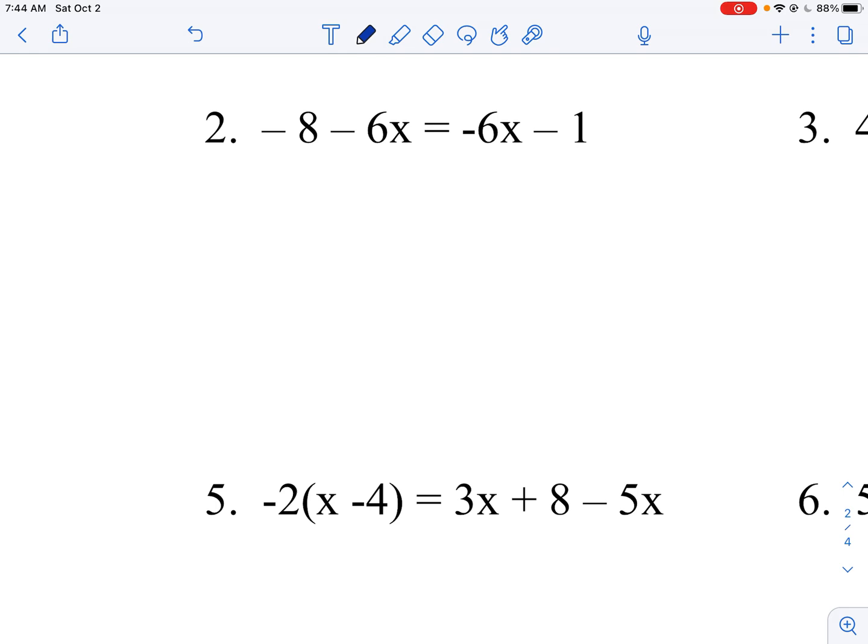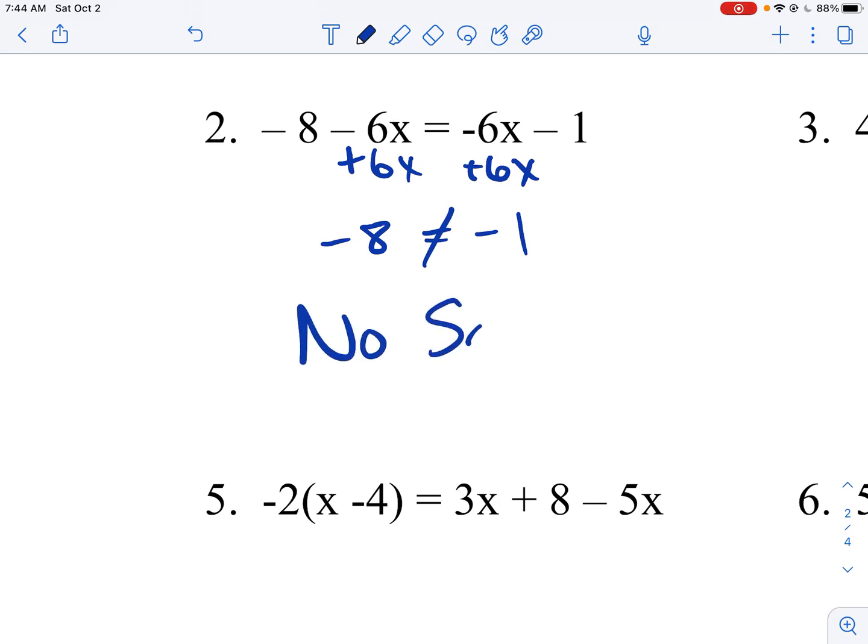On this one, okay, I'm going to add 6x to both sides. I'm going to get negative 8 equals negative 1. Is that ever true? No, it's never true. So it's no solution.